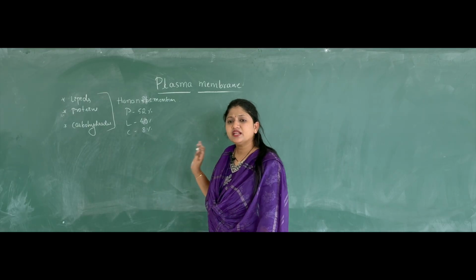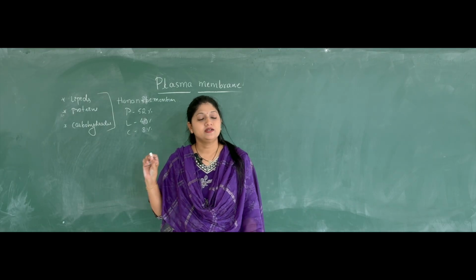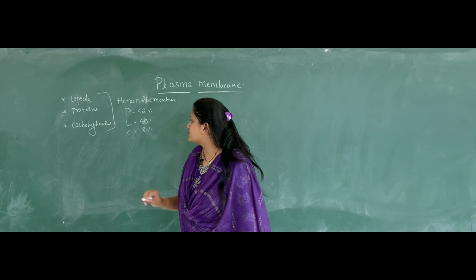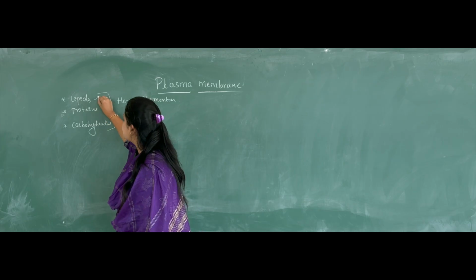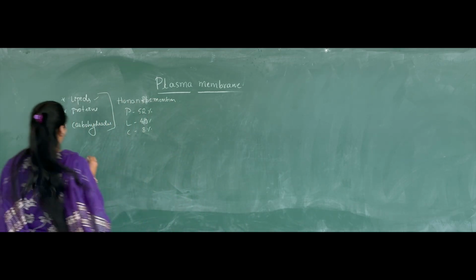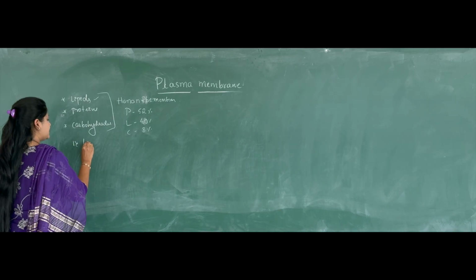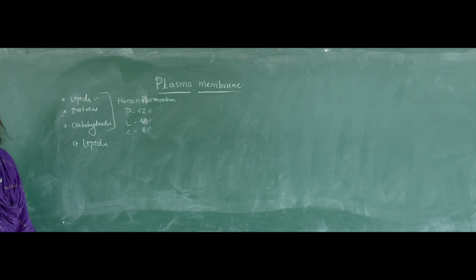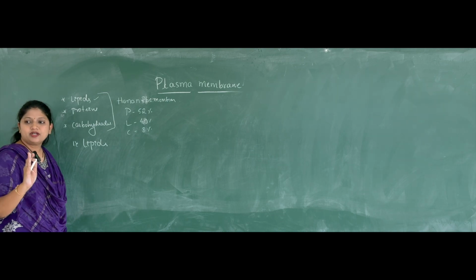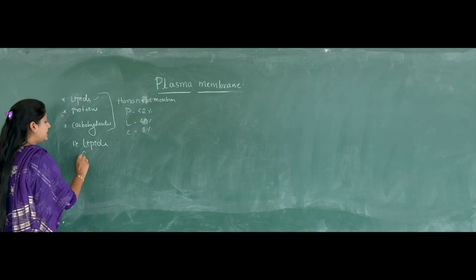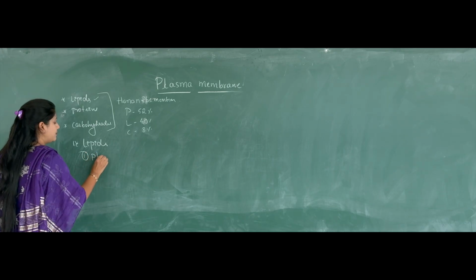Okay, then now coming to the structural inclusions. So when it comes to structural inclusions, we will first take up the lipid. So lipids, we have three components or three types of lipids present in the plasma membrane. The first type of the lipid is phospholipid.